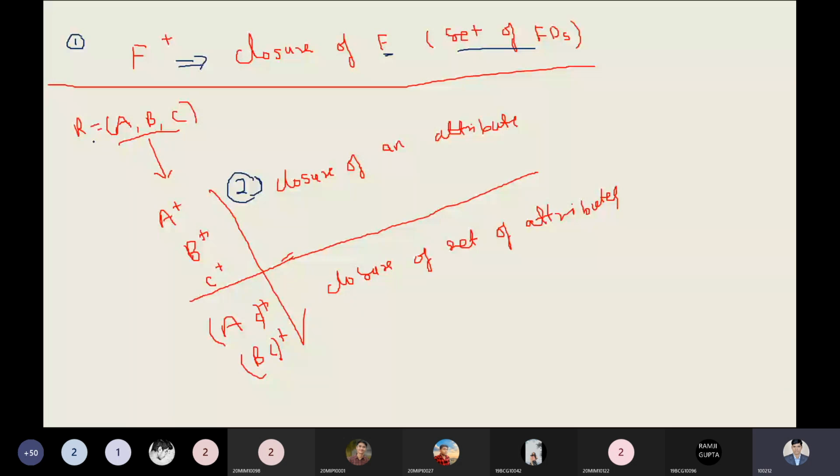So instead of F plus, if I'm writing A plus, B plus, and C plus, I can write any one of the attributes. It's a choice. So what we are doing, we are not following the closure of the functional dependencies. We are following the closure of the attribute. This is known as the closure of an attribute, or closure of the attributes.